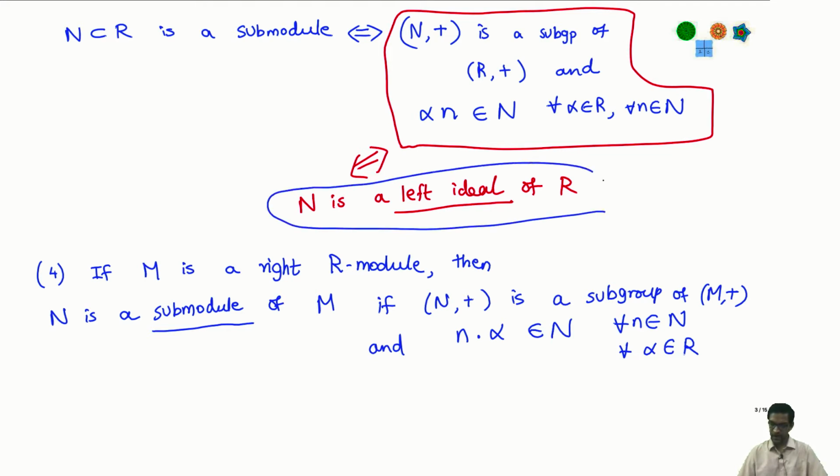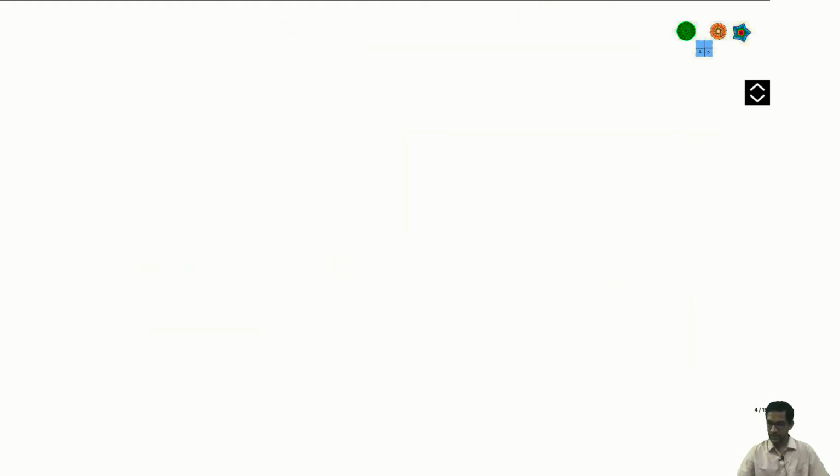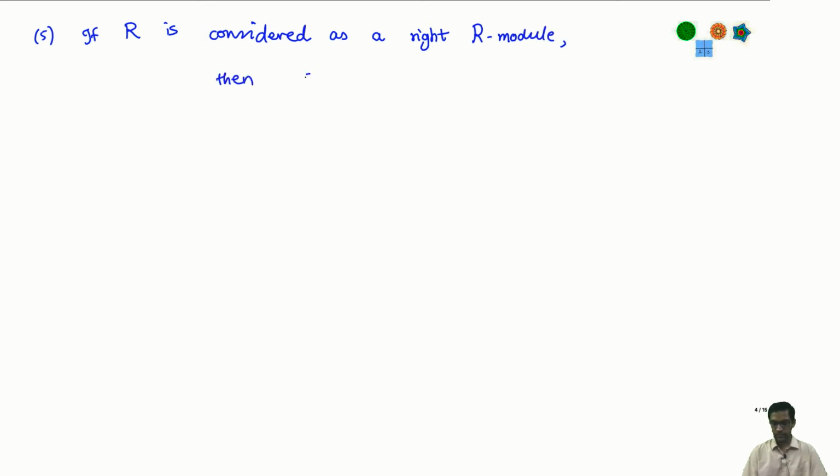Observe that just like we did earlier, where we said that if I take R thought of as a left module over itself, then left ideals and left submodules are the same, similarly, if you think of R as a right module over itself, then the submodules turn out to be just right ideals. So if R is considered as a right R module over itself, then submodules of R are the same as right ideals of R.